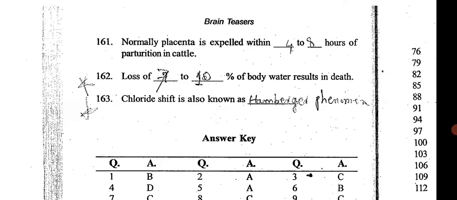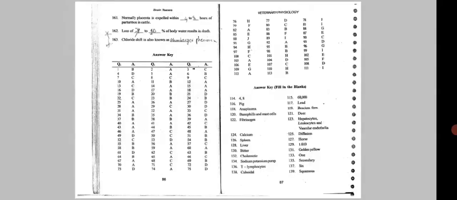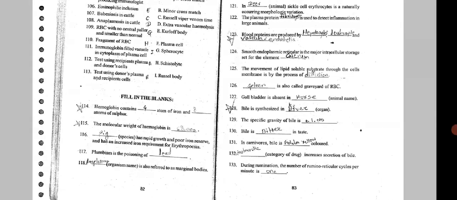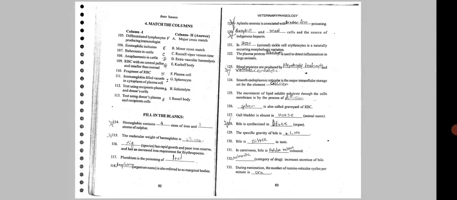Chloride shift is also known as the Hamburger phenomenon. The Hamburger phenomenon is associated with red blood cells, in which chloride enters or exits the red blood cells. Loss of 7 to 10% of body weight can result in death, and the normal placenta is expelled within 4 to 10 hours in cattle. During rumination, the number of ruminoreticular cycles per minute is 1.